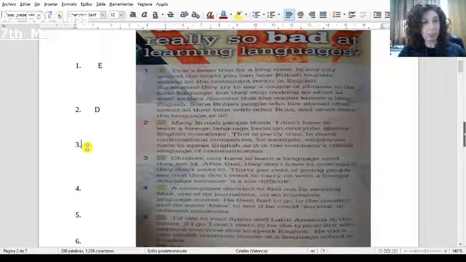Well, let's see number 3. Children only have to learn a language until they are 14. After that, they don't have to continue if they don't want to. 30% of young people say that they don't want to carry on with foreign language because it's too difficult. Then, mirad así, have to learn, tienen que, obligación, aprender un idioma hasta que tienen 14 años. Después, don't have to continue. It's not necessary. They don't need. No se les obliga, no hay necesidad de que continúen si ellos no quieren. 30% no quieren carry on, continuar con un idioma extranjero because it's too difficult.